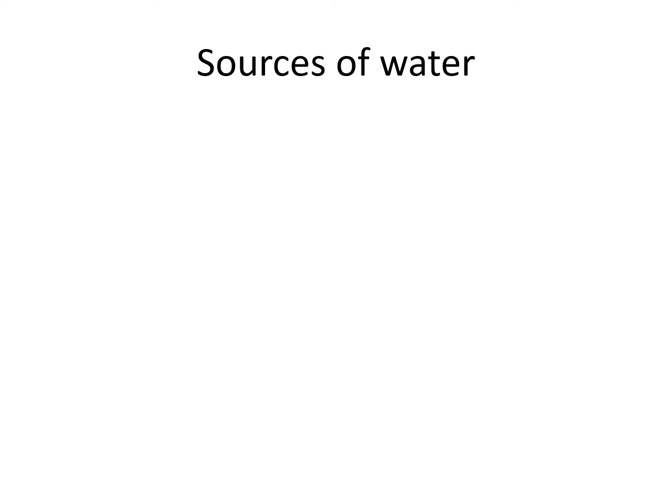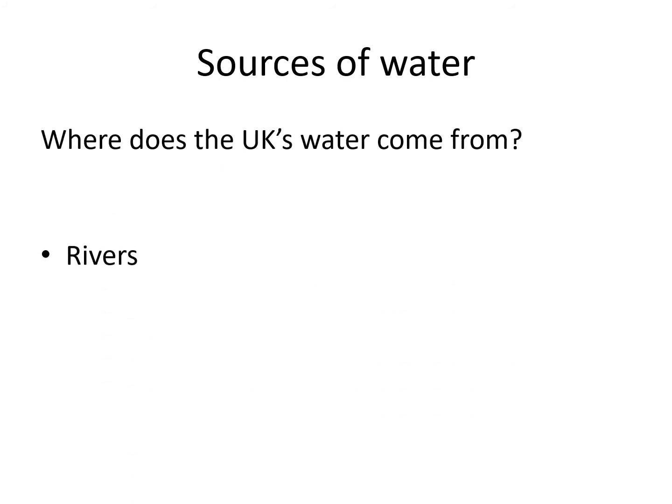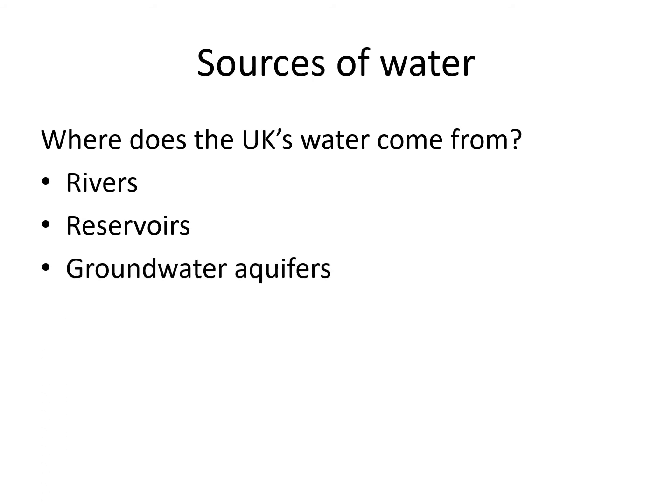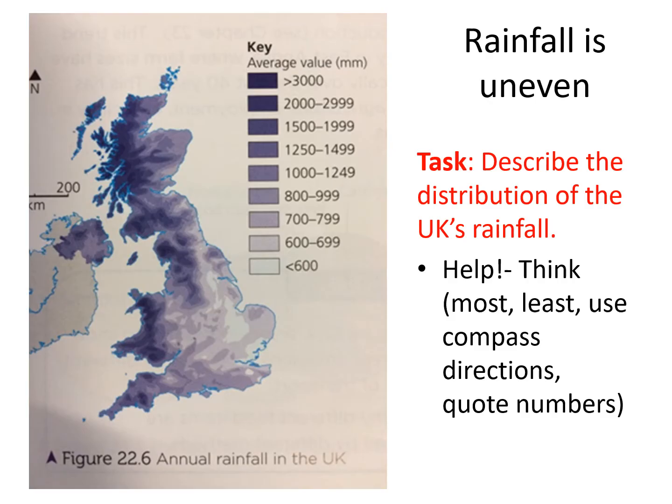Right, so let's look at where our water comes from. Our sources of water: we can get it from rivers, we can get it from reservoirs, that's where we have a big lake full of water, and we can get it from underneath the ground in what we call groundwater aquifers, so we can almost pump it up from underneath the ground.